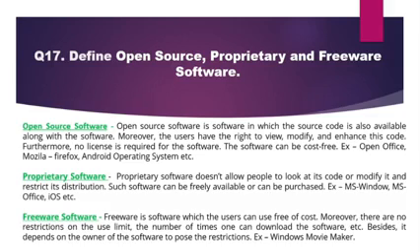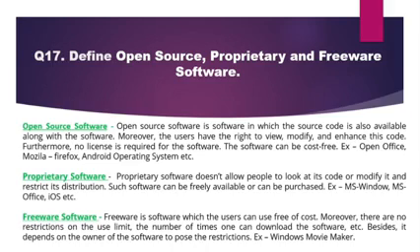Then come to the next type, that is proprietary software. Proprietary software doesn't allow people to look at its code or modify it, and it restricts its distribution also. Such software can be freely available or can be purchased. Examples: MS Windows, MS Office, iOS operating system, etc.